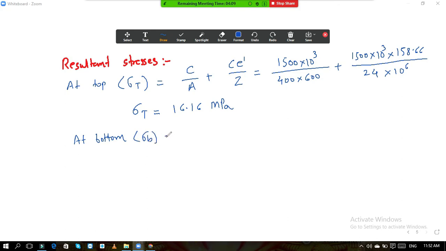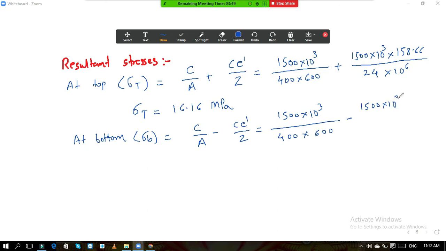At bottom sigma B is equal to C by A minus C E dash by Z, which is equal to 1500 into 10 raised to 3 divided by 400 by 600. This is our area of cross section. Now minus this term as it is. Let me know the answer. What is the stress at bottom? So sigma B is equal to minus 3.66 Newton per mm square.